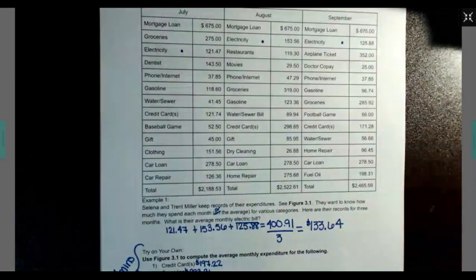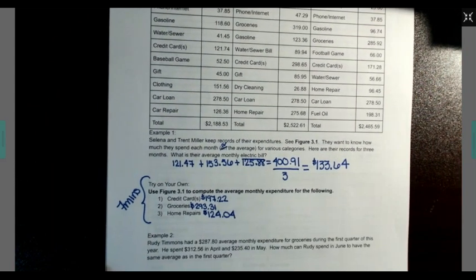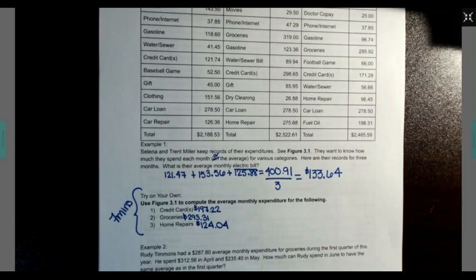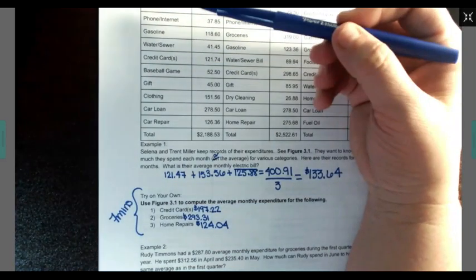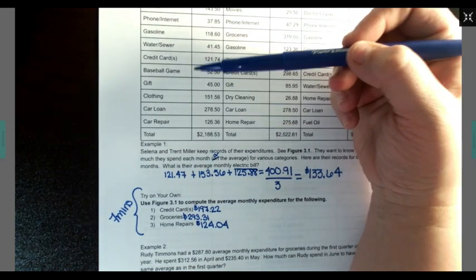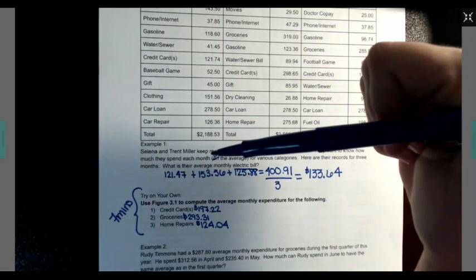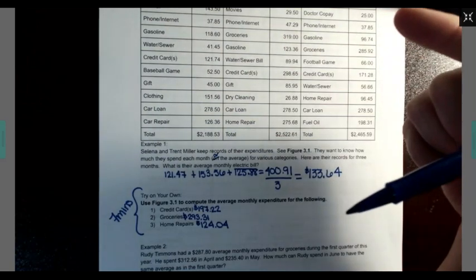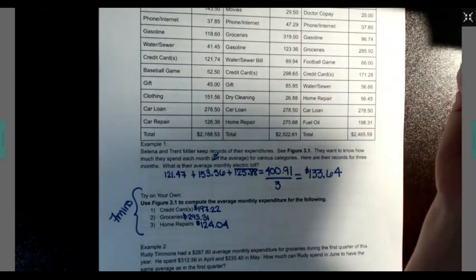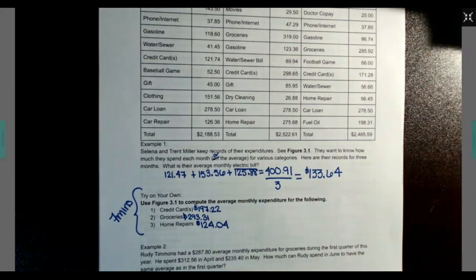Even though there were no home repairs in the month of July, you still have to count that into your monthly expenditures. So you should have still divided by the fact that there were 3 months. Just because you don't spend anything in the month of July for home repairs, you still have to include it in there. So you should have divided by 3 and not by 2. Please keep that in mind. I want you to answer the debriefing questions for this section, and then we'll move on to example 2.